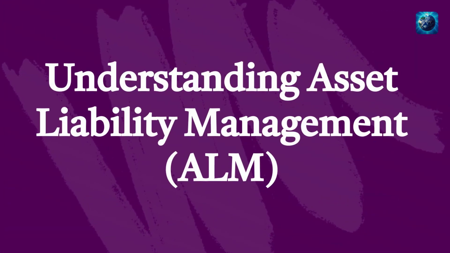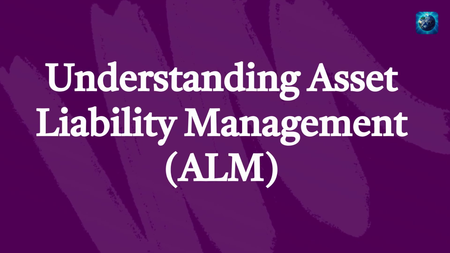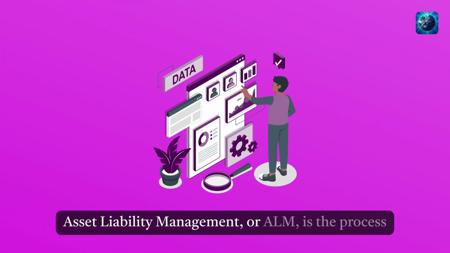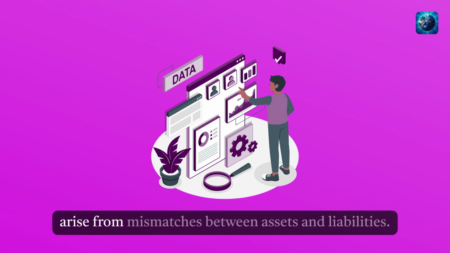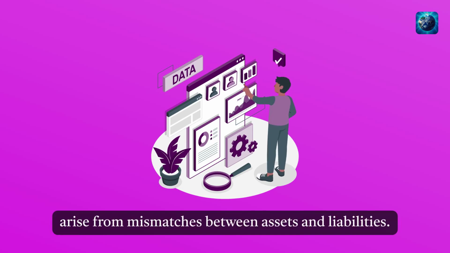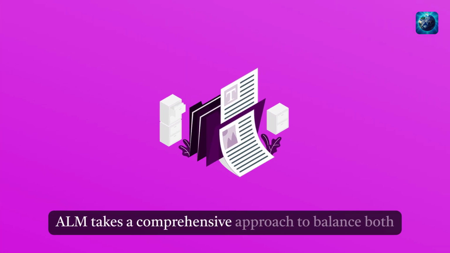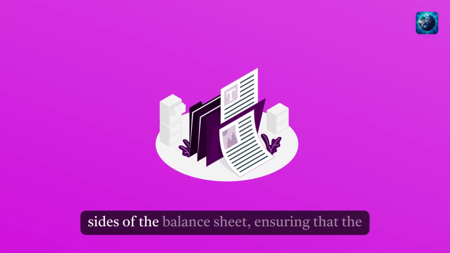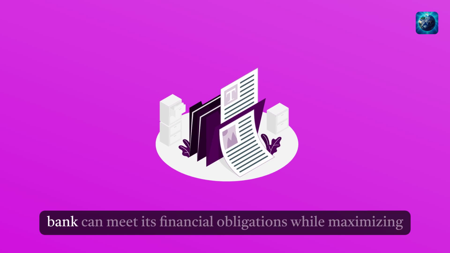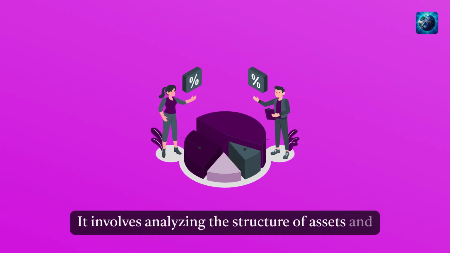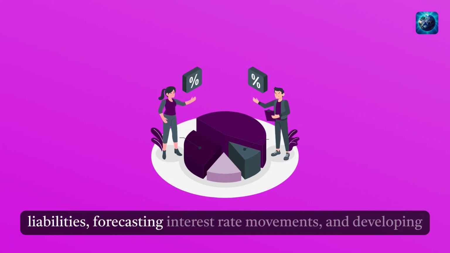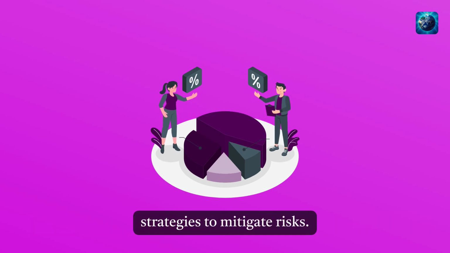Understanding asset liability management, ALM. Asset liability management, or ALM, is the process that banks use to manage the risks that arise from mismatches between assets and liabilities. ALM takes a comprehensive approach to balance both sides of the balance sheet, ensuring that the bank can meet its financial obligations while maximizing returns. It involves analyzing the structure of assets and liabilities, forecasting interest rate movements, and developing strategies to mitigate risks.